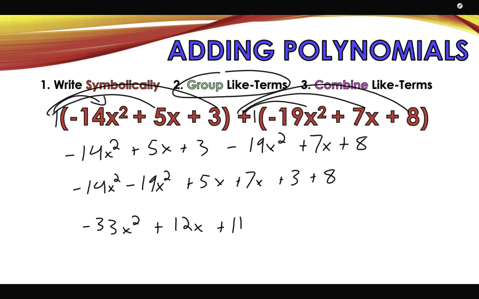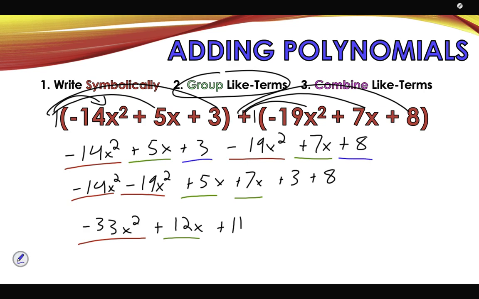So to show you the color coding, same as before, we had x squared terms in a few different places. We now have x squareds there. We had x's in a few different places. Now it's only there. And we had constants in a few different places. Now it's only one constant.